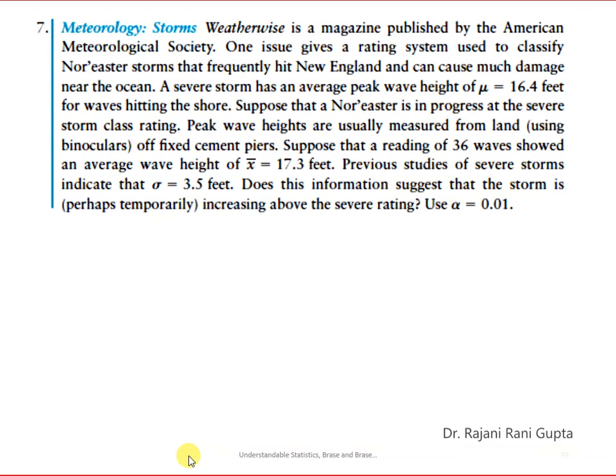In the similar way we can answer these questions. Okay, here mu is given to you, then reading of 36 waves, so n is given, mean is given, standard deviation for population is given, so it will come for Z test. Now it is information for increasing, means greater than, one-sided. So this is the way how you can work with statistical hypothesis testing.